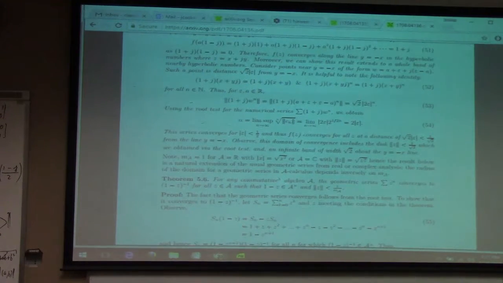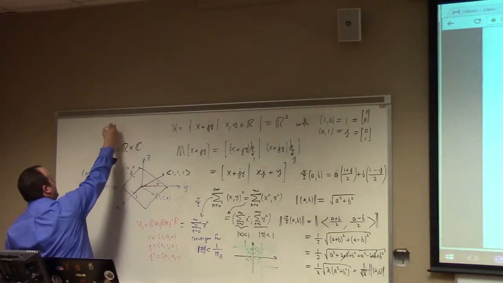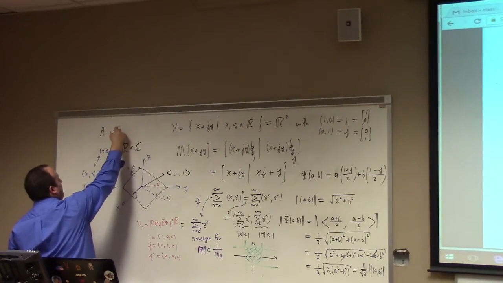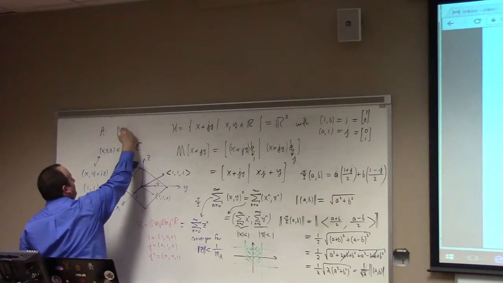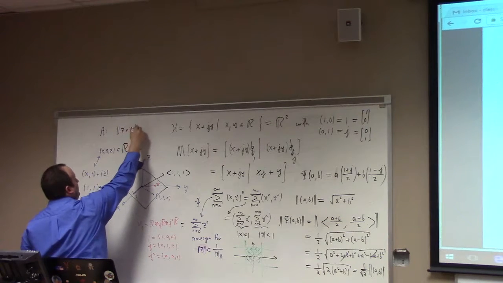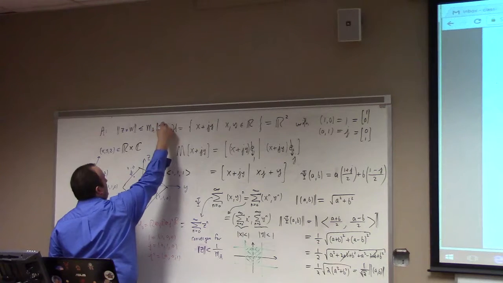For the norm of z being less than, what was it? 1 over m_A. Now, m_A, you're like, what's m_A? Well, m_A is the multiplicative constant. I prove that for any algebra, there's a constant such that the norm of z times w is less than or equal to some constant m_A times the norm of z times the norm of w.